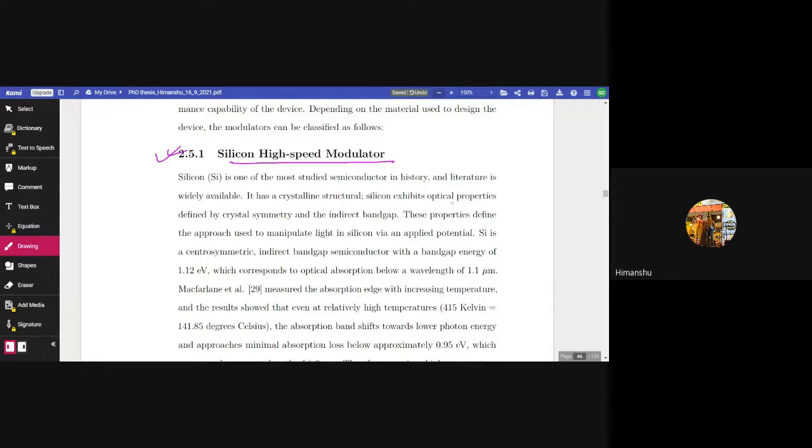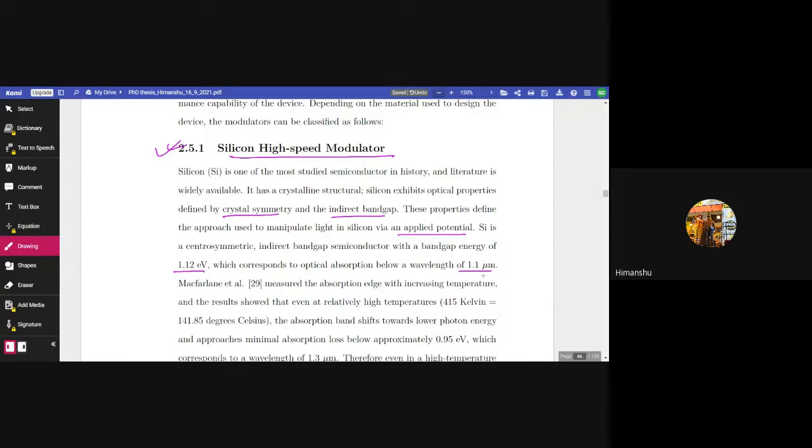Silicon exhibits optical properties defined by crystal symmetry and the indirect bandgap. These properties define the approach used to manipulate light in silicon via an applied potential. Silicon is a centrosymmetric indirect bandgap semiconductor with a bandgap energy of 1.12 electron volts, which corresponds to optical absorption below a wavelength of 1.1 micrometers.